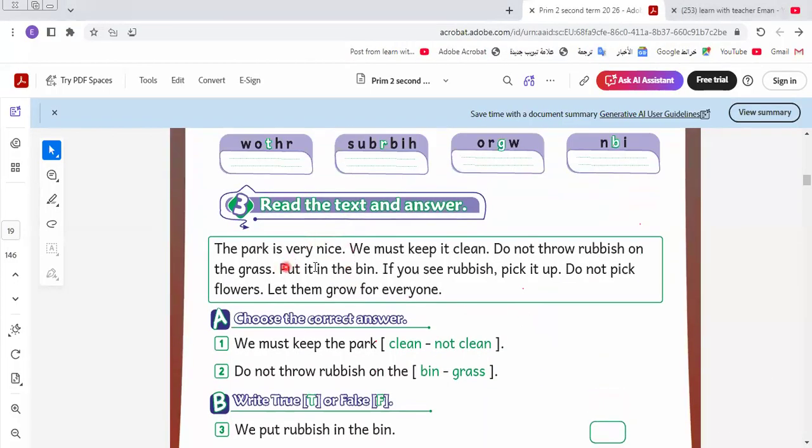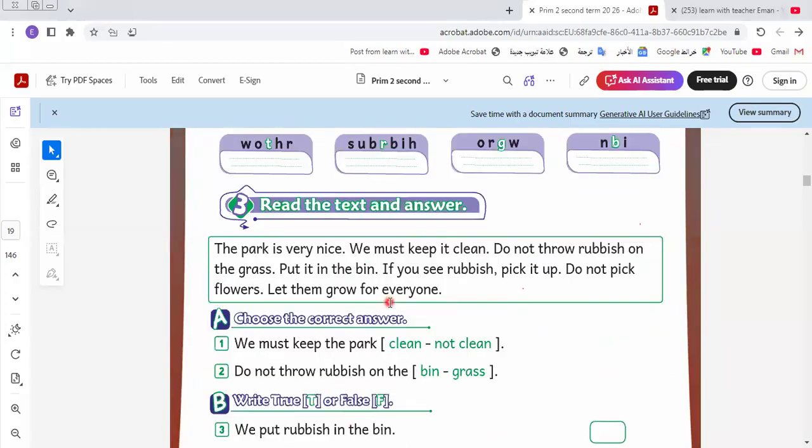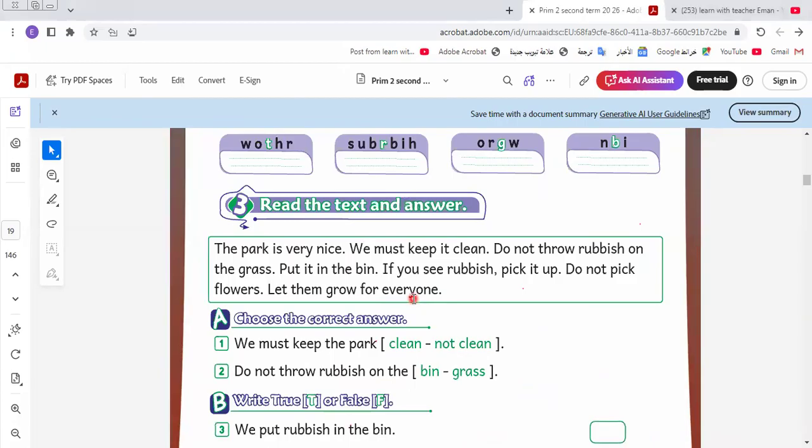Here we say, the park is very nice. We must keep it clean. Don't throw rubbish on the grass. Here is the text, and we have questions below. I would like to say something, grade 2: we must read the text very well and understand it to answer the questions below.